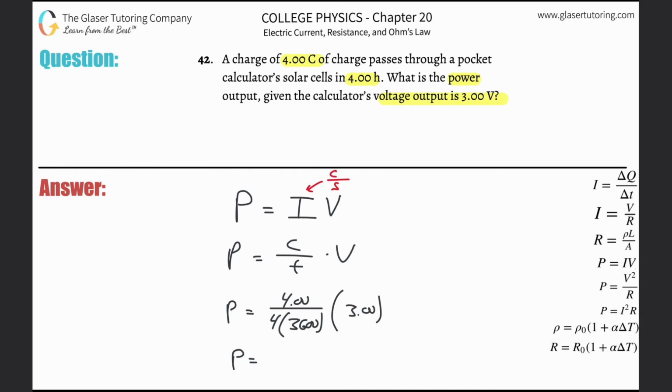And here we have a value of about 8.33 times 10 to the -4th, and that has the units of watts. That's what power is, or joules per second. It doesn't matter. And that's it. I guess 3 sig figs sounds good.